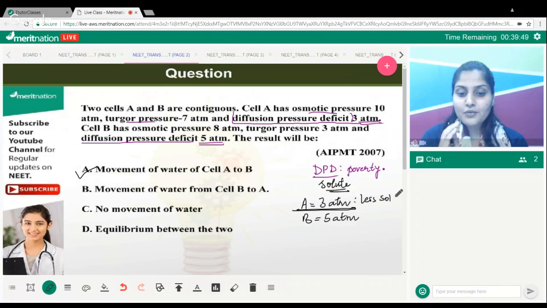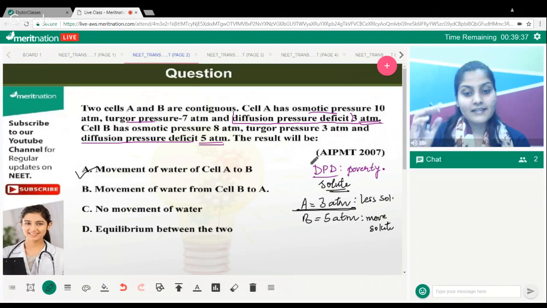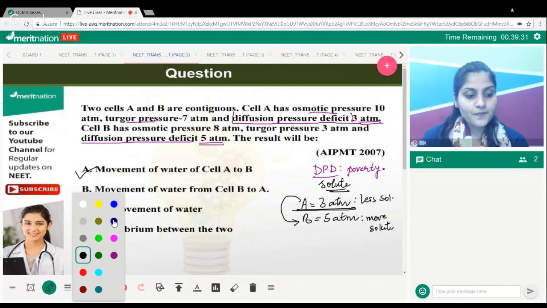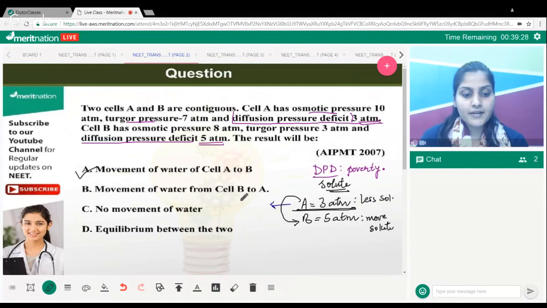If you look at B, B is having more solute, and hence I can correctly deduce that it is having less water. Understand? That is why water will move from cell A to cell B. Let me write down: in cell A you have more water, in cell B you have less water. So water is moving simply from more water to less water.